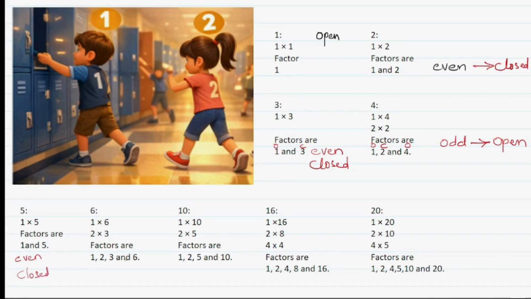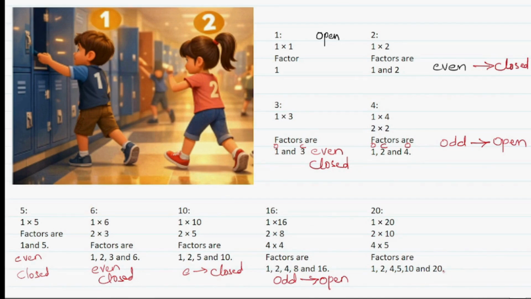Now how many factors are there? Even means closed. So 1, 2, 5, 10. This is also even. So closed. And here 1, 2, 4, 8, 16. So how many? 5 factors. So odd means open. So the locker numbers which have an odd number of factors will be open.